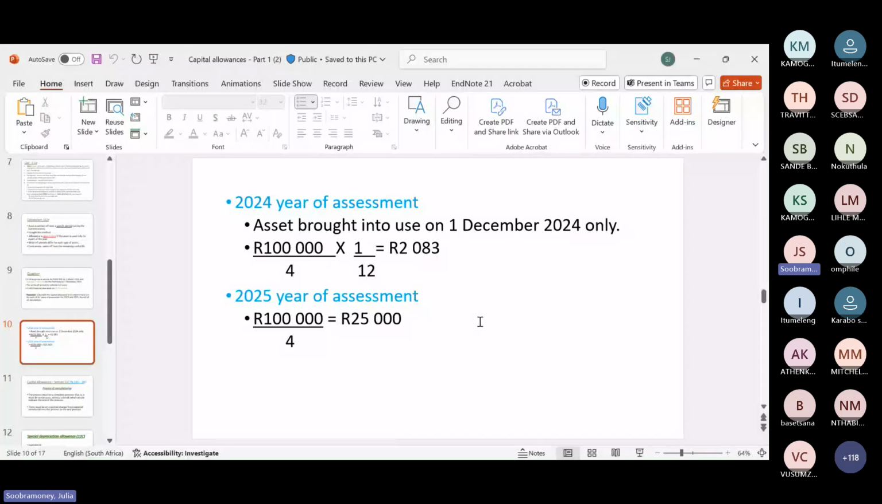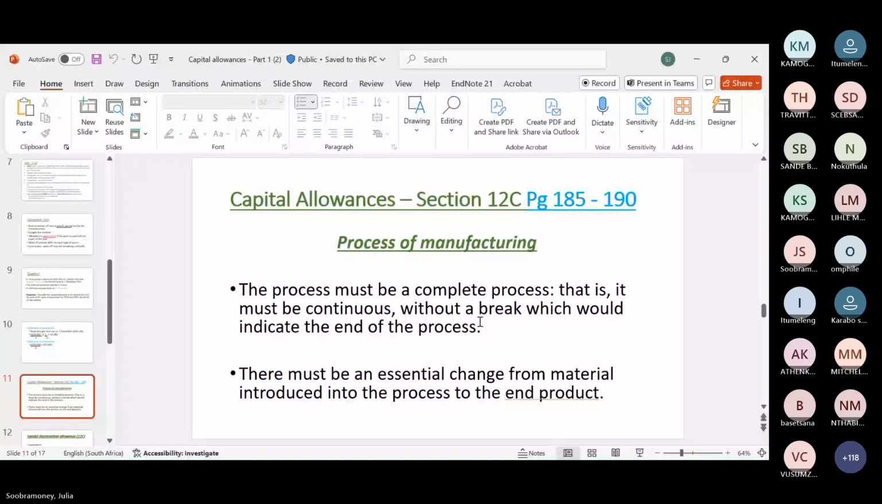All right. The last one we're going to do today, and it's a simple one, is Section 12C. And this is for movable assets used in the process of manufacturing. So basically it's all the assets that don't fall under Section 11E. Let me say that again. All the assets that are movable but are used in the process of manufacturing.